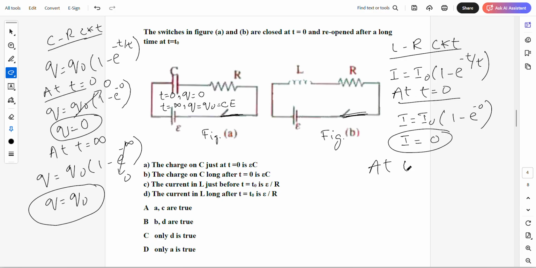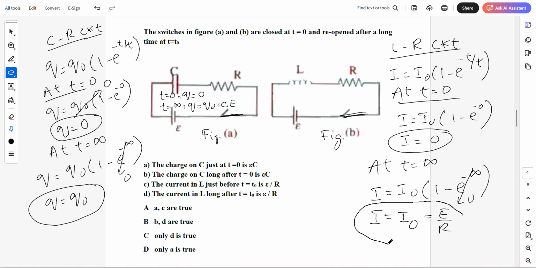After a long time, at t equal to infinity, what happens? Just substitute t as infinity: I is equal to I naught into 1 minus e to the power of minus infinity. That is 0. Therefore I will be equal to I naught, and that is given by E by R. Here Q is equal to Q naught, which is equal to C into E, and this is E by R.